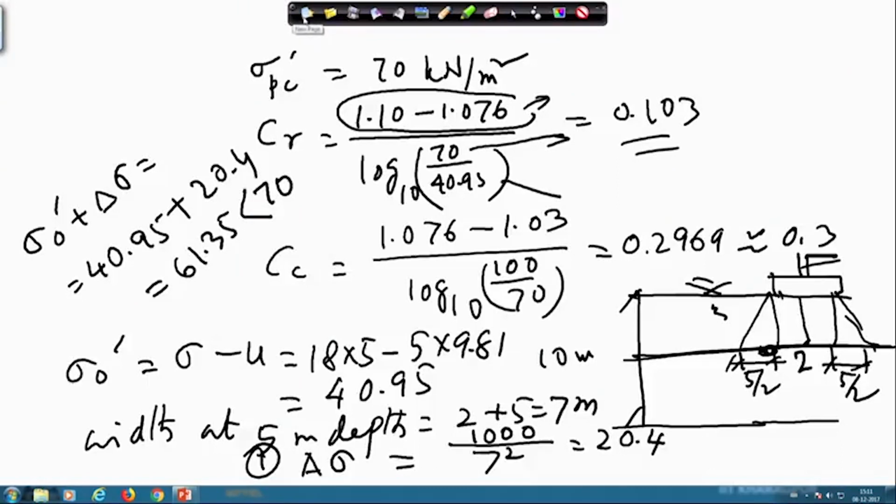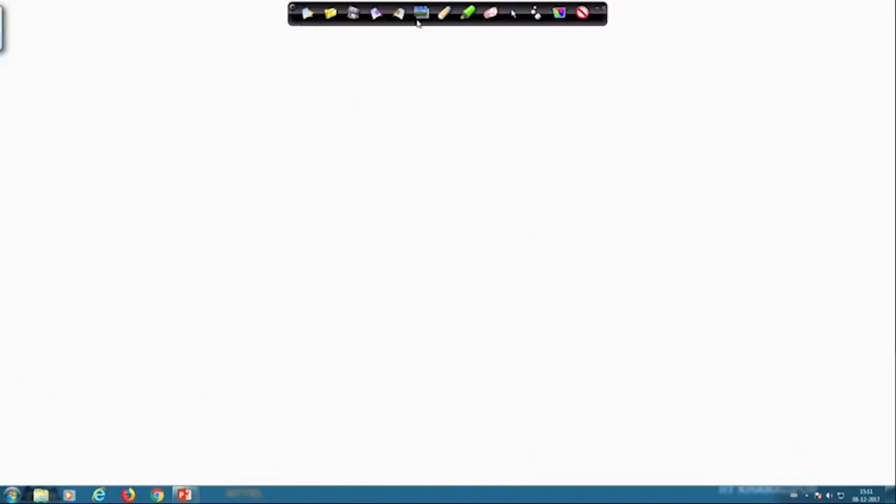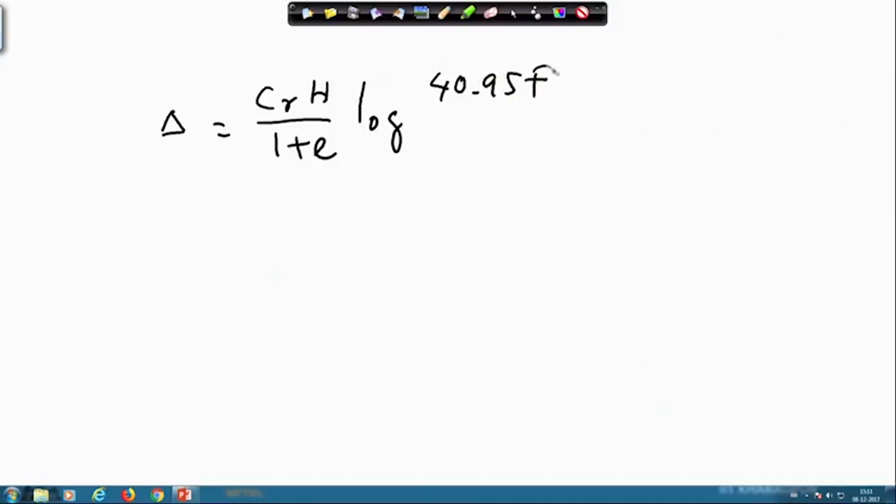If it is the recompression zone, the corresponding formula will be: delta equal to C r into H by 1 plus e, log of 40.95 plus 20.4 divided by 40.95. So, that gives you the value equal to 86 millimeter.